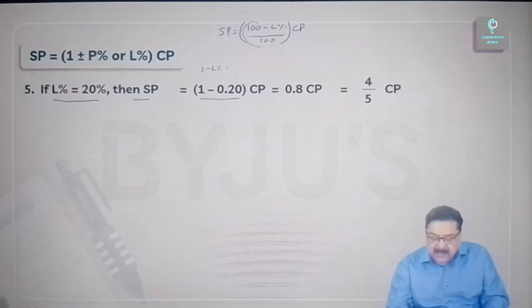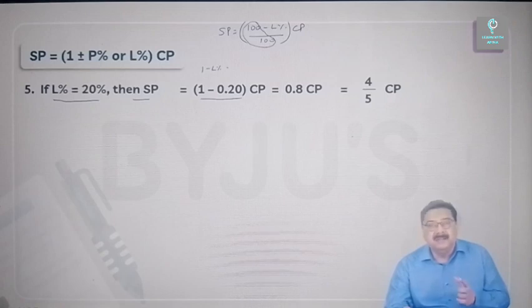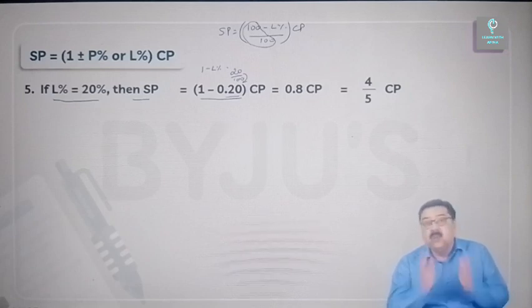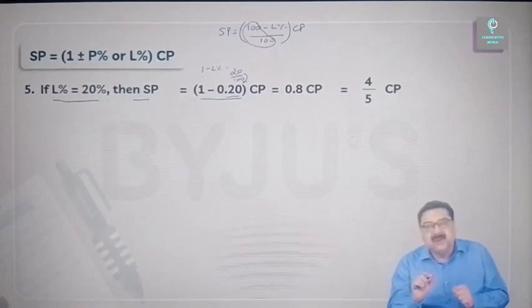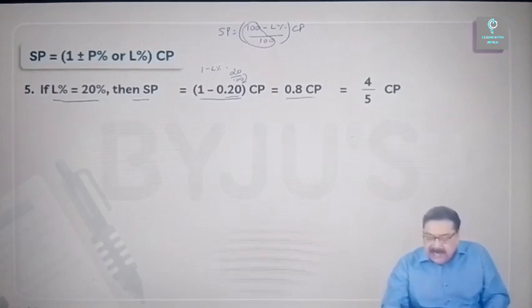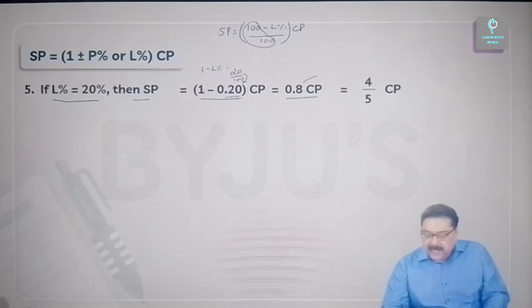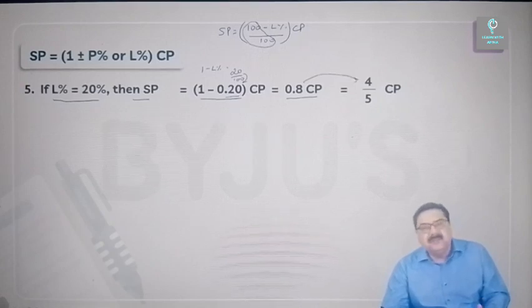So this 100 by 100 becomes 1, and loss percent by 100 would be the loss percent figure divided by 100, which in this case is 20 by 100, that is 0.2. So from 1 you will reduce this 0.2 because it is a loss. So 1 is that entity which is your cost price. So 20% lesser than that would be minus 0.2 times the cost price. So it becomes 0.8 times cost price. 0.8 as a fraction, you know, is 4 by 5.